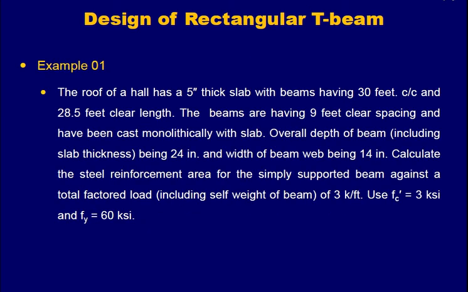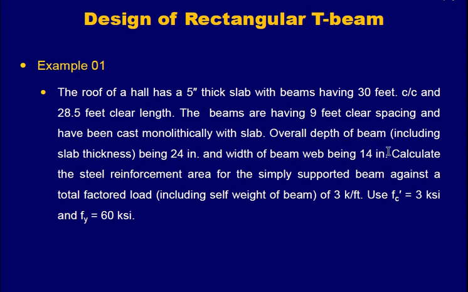And this is our example one on the rectangular T-beam, not a true T-beam, okay? The roof of a hall has a 5-inch thick slab with beams having 30 feet center to center and 28.5 feet clear length. So you got the length of the beams, you got the thickness of the slab, which is HF. The beams are having 9 feet clear spanning, so you are getting SW, okay, and have been cast monolithically with the slab. So it fulfills our condition.